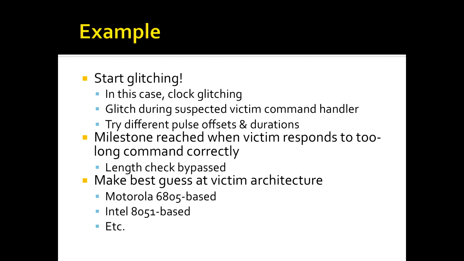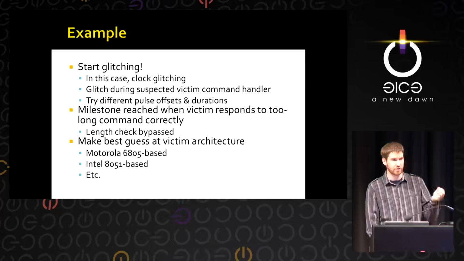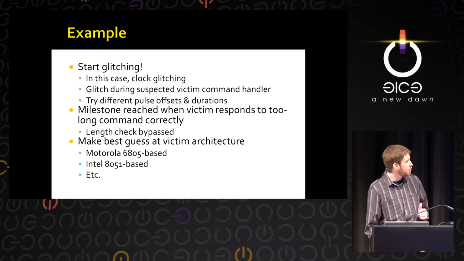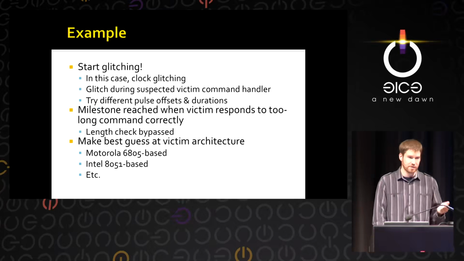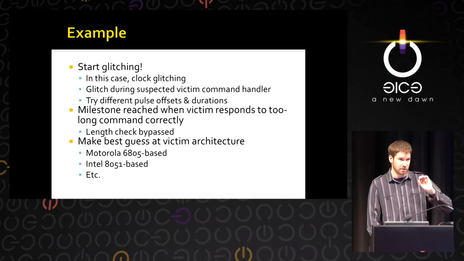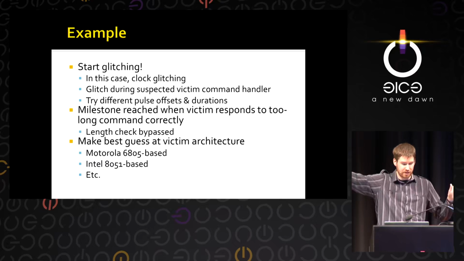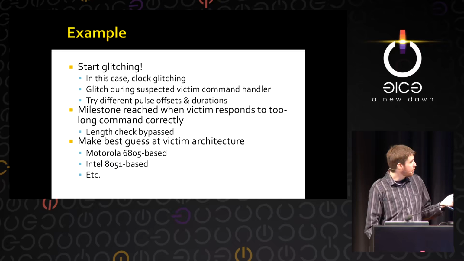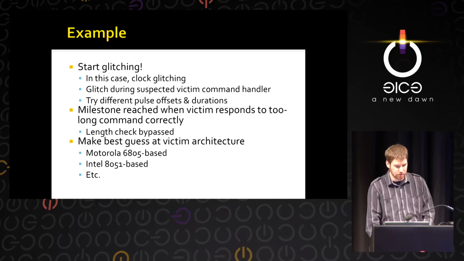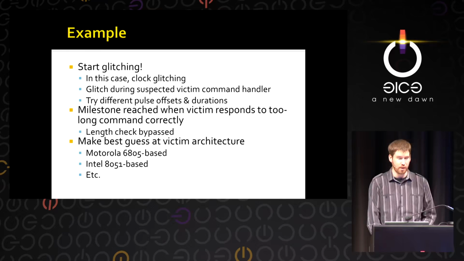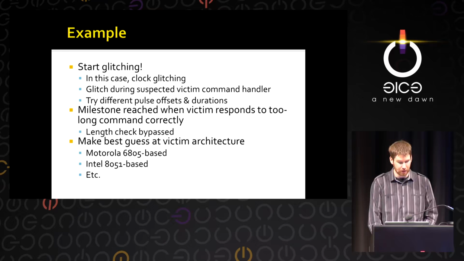So what I do is try different pulse offsets and durations to narrow down when it was executing, for example, the compare instruction that would be checking the length of the packet you're sending it. You know you've hit a milestone when you give it these very long packets with correct checksums, and it normally errors out, but all of a sudden it doesn't error out, and it actually processes the command, even though it's got all these garbage bytes at the end of it to make it way longer. So now you know that you've probably hit the compare or the jump instruction with your glitch, and you've stopped the device from issuing an error.